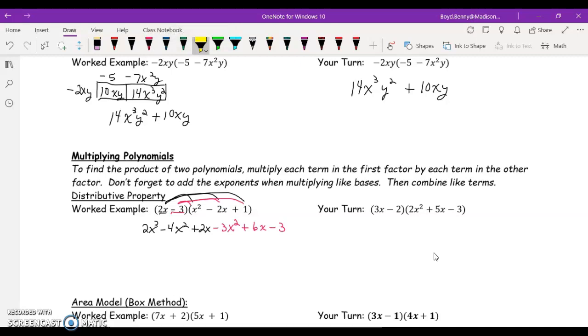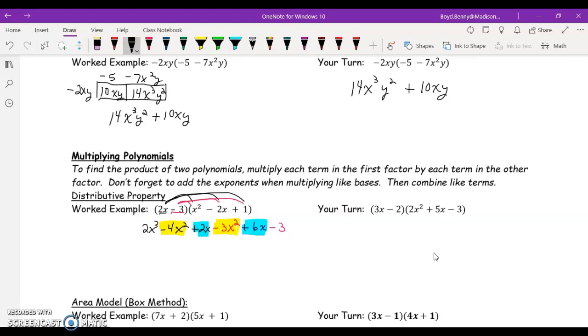Next, we need to put our like terms together. So I don't see anything that's alike with the x cubed, but I do see I have a 4x squared and a minus 3x squared that are the same. I have a 2x and a 6x that are the same terms, like terms.